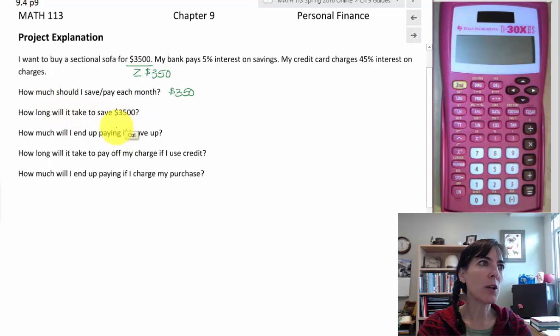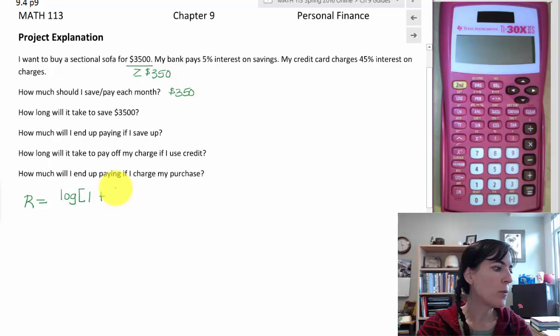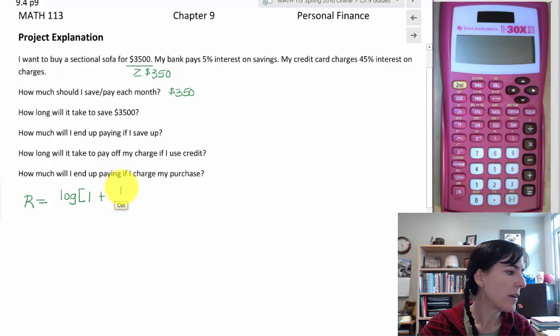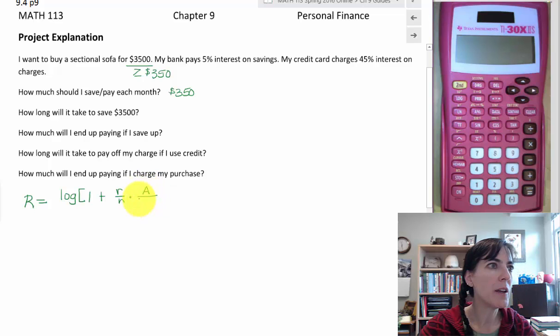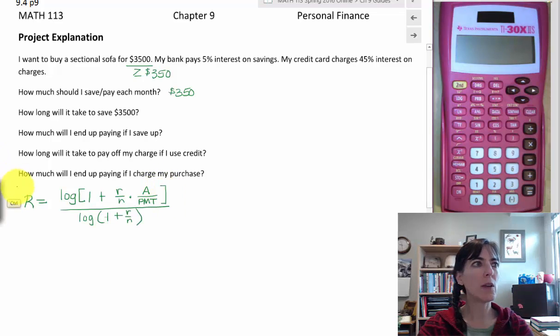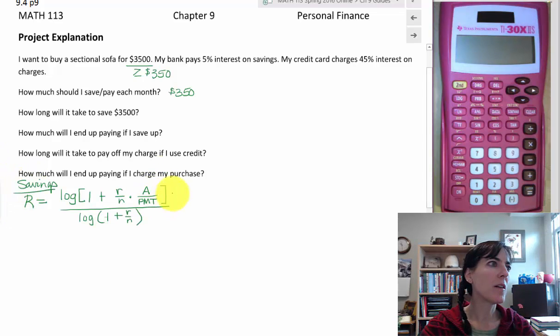And I want to know how long it will take me to save $3,500. So I want to use that savings account how long formula, which is R equals log of 1 plus R over N times A over payment. Okay, and this is for savings. And so I'm thinking about all the values that I have for the savings account.